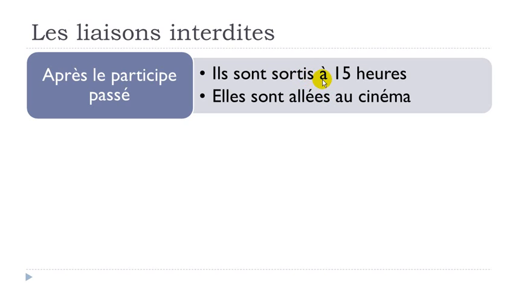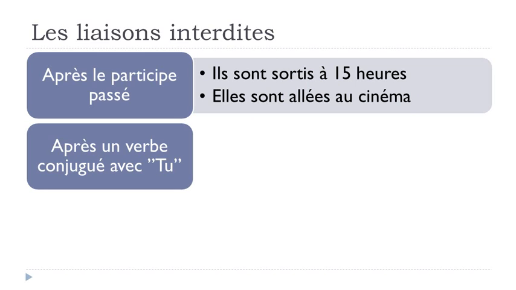so it would be possible to make a link between s and a here, and s and au here. But the rule is quite strict. You don't make a liaison after your participe passé. So ils sont sortis à 15 heures. No liaison here, no link between the two. Ils sont sortis à 15 heures. Exactly the same thing here. Elles sont allées au cinéma. Elles sont allées au cinéma. So, no liaison after your participe passé here. Okay?